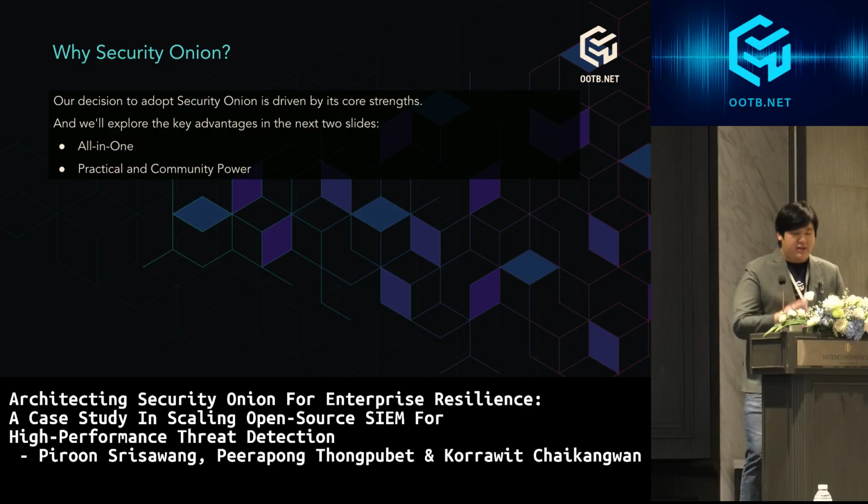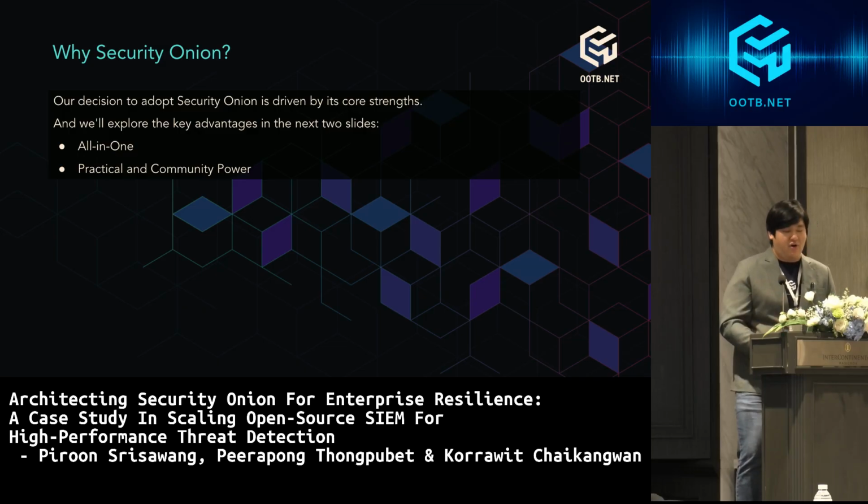First, it is all-in-one. This means that it doesn't just give us one capability. It combines network monitoring, endpoint visibility, log management, and even incident handling into a single system. For the SOC team, having all of this integration in one place is extremely powerful.